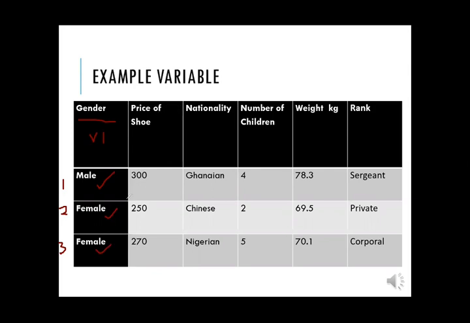Then price of shoe. We asked the first person, what's the price of your shoe? He says 300. Next person, 250. Next person, 270. So this is variable 2. Nationality is also varying from one person to the other, so variable 3. Number of children, variable 4. Then their weights, variable 5. And then their rank, they happen to be in the military, variable 6. So we have 6 variables here. Very good.